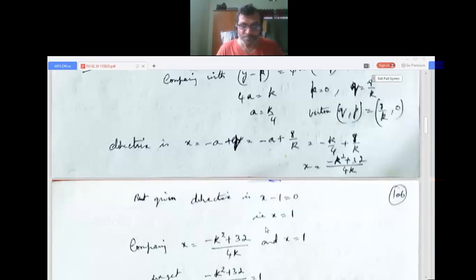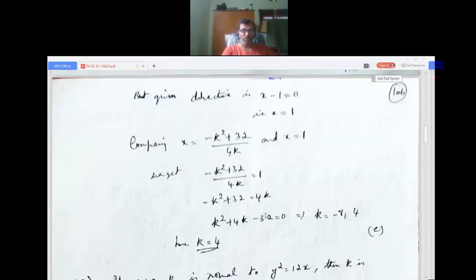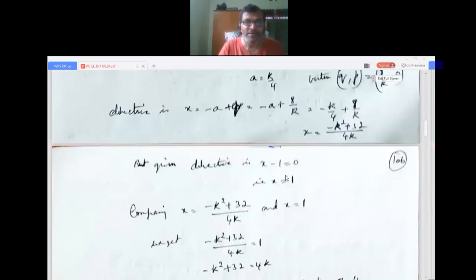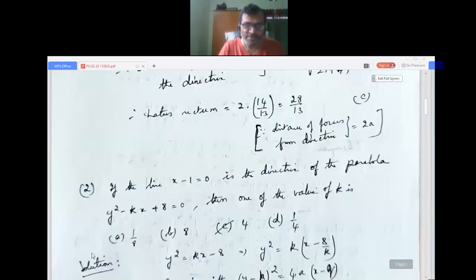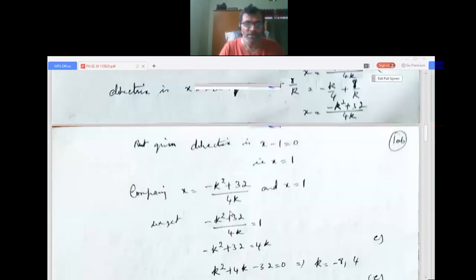So comparing these two, x equals minus k squared plus 32 by 4k, and also x is equal to 1. The left hand sides are the same, so the right hand sides are equal. I get minus k squared plus 32 by 4k equals 1, so minus k squared plus 32 equals 4k. I get a quadratic equation, k squared plus 4k minus 32 equals 0, so k equals minus 8 comma 4. But minus 8 is not among the options, so only 4. So it is the third option, k equals 4.